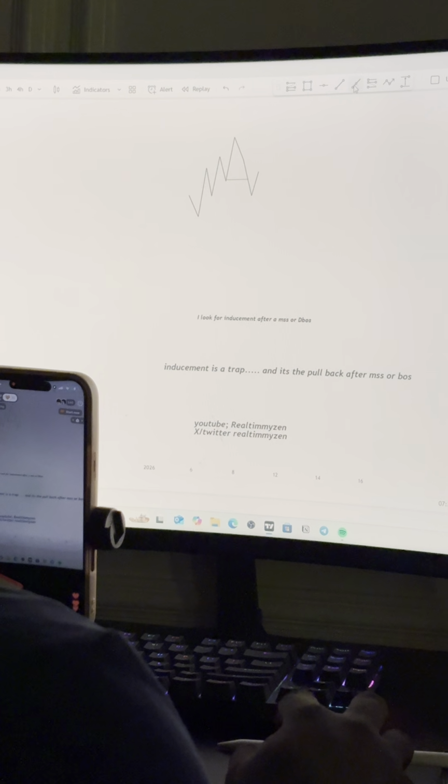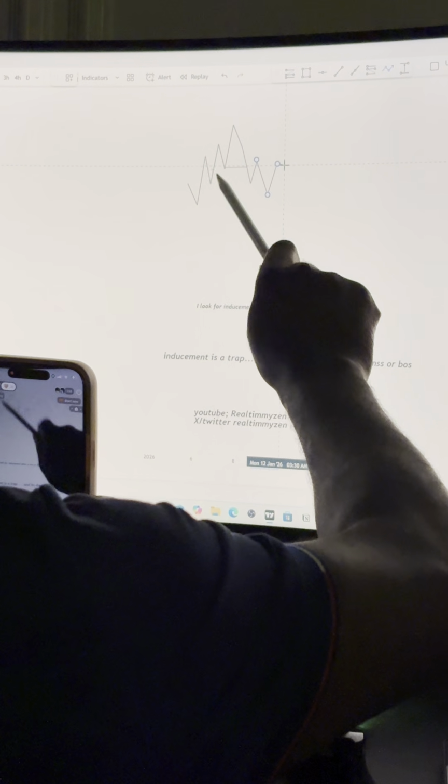Then where is your pullback? Let me give you an example. If you have something like this and the market is currently somewhere here, where is your pullback after this candle closed? This is your pullback here. Then this pullback mitigated your breaker block. But before we go to our point of interest, let me explain for people who are still having problems with inducement.